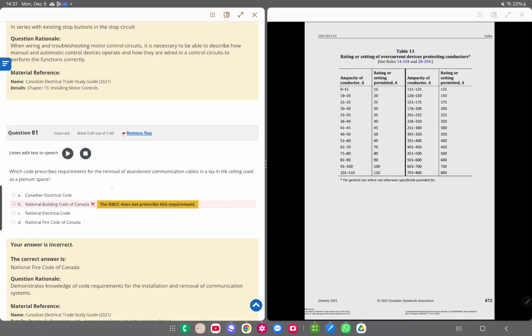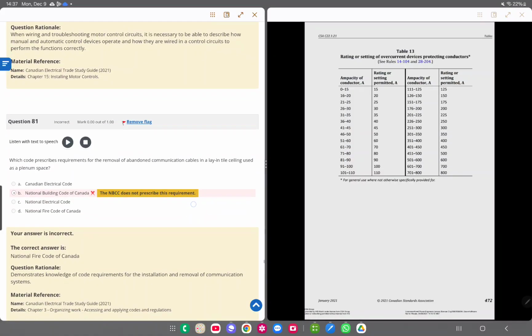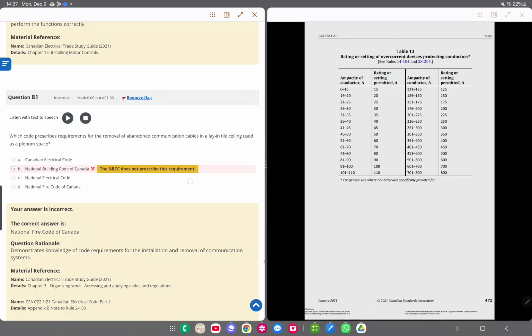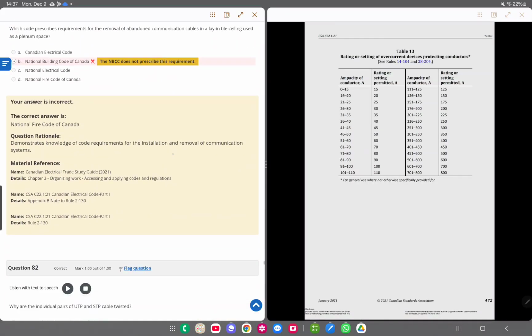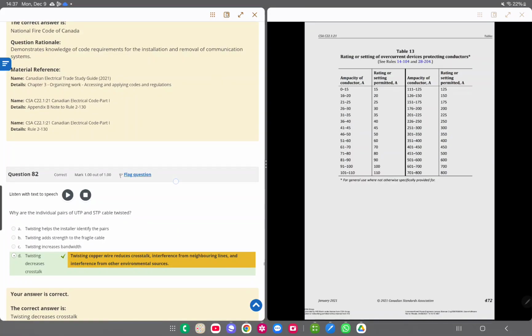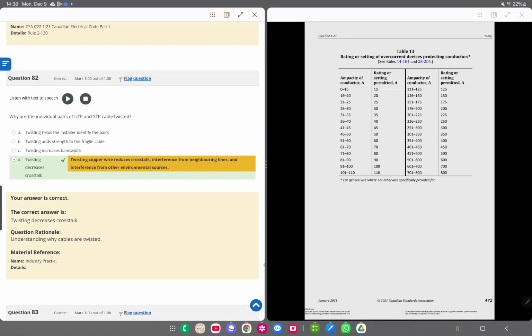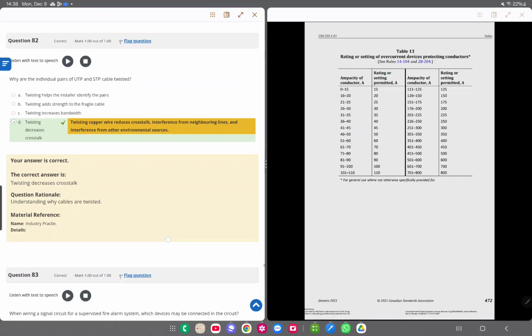Which code prescribes requirements for the removal of abandoned communication cable in lay-in tile ceiling used as a plenum space? Well, it has to do with fire, so it's the Canadian National Fire Code. Why are the individual pairs of UTP and STP cable twisted? Twisting decreases crosstalk.